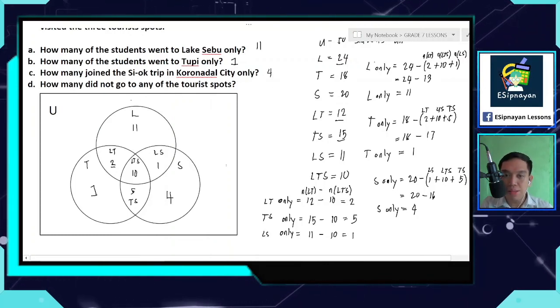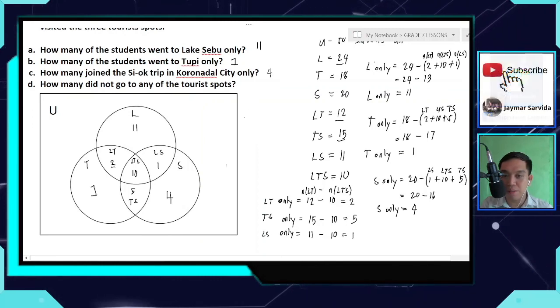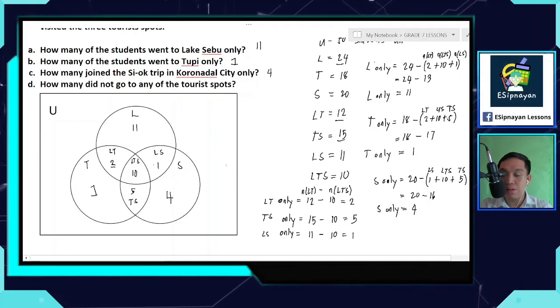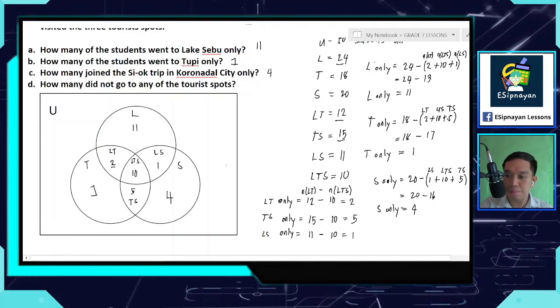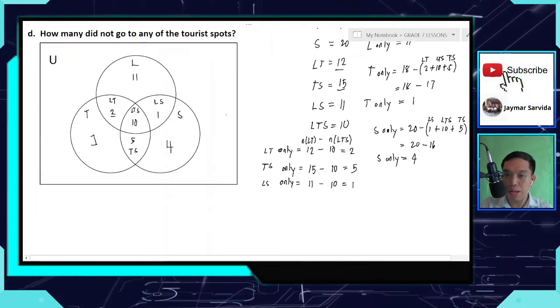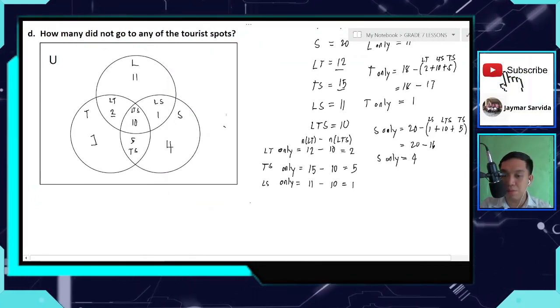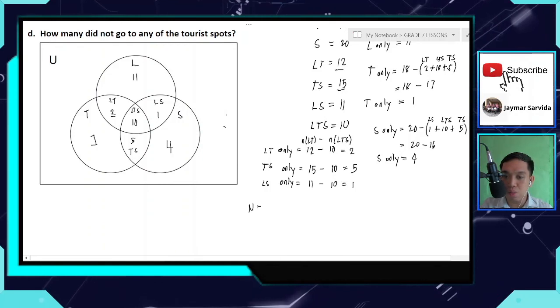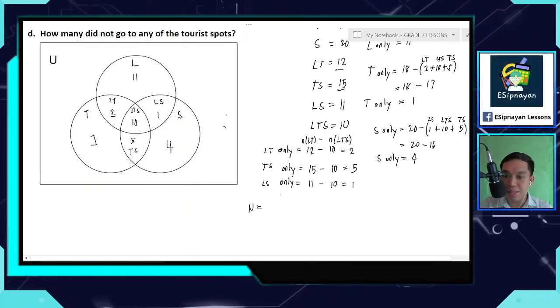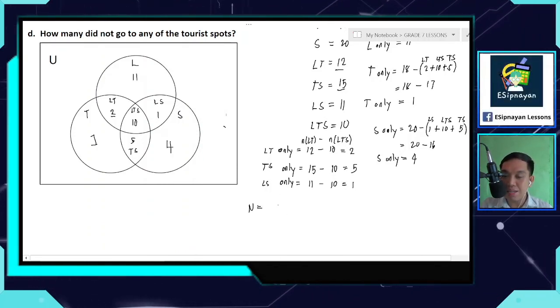And how many did not go to any of the tourist spots? Para malaman natin kung ilan yung students na walang pinuntahan sa tatlong tourist spots natin, i-add natin lahat ito dito. Tingnan natin kung siya ba ay equal to 50 kasi 50 lahat yung ating students, di ba? So, para malaman natin yung N, ito yung mga students na walang pinuntahan. So, N is equal to, i-add muna natin lahat yan, tsaka natin i-minus sa 50.